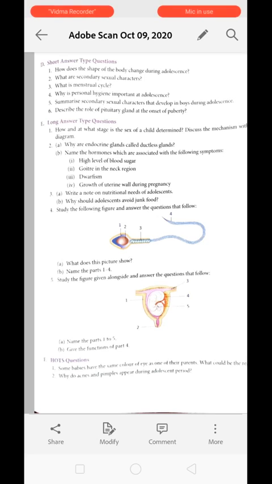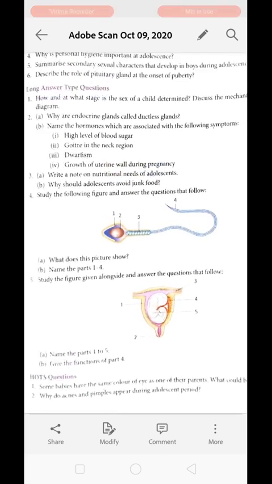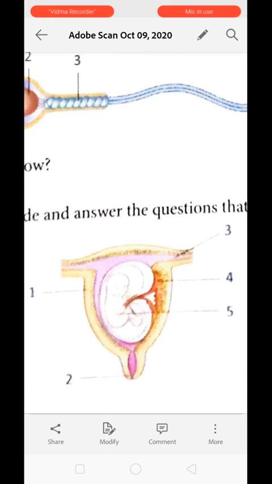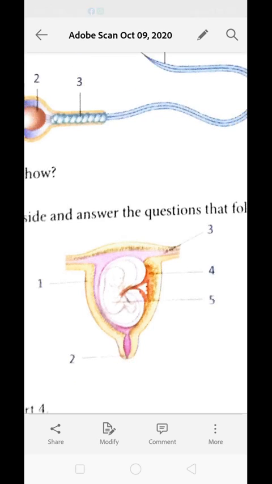Now study the picture given alongside and answer the following question. First, name the part 1 to 5. What is 1? It is uterus. 2, it is cervix. 3 is opening of oviduct. 4 is placenta, whereas 5 is fetus. Fetus, which resembles the human form, is growing inside the mother's body.